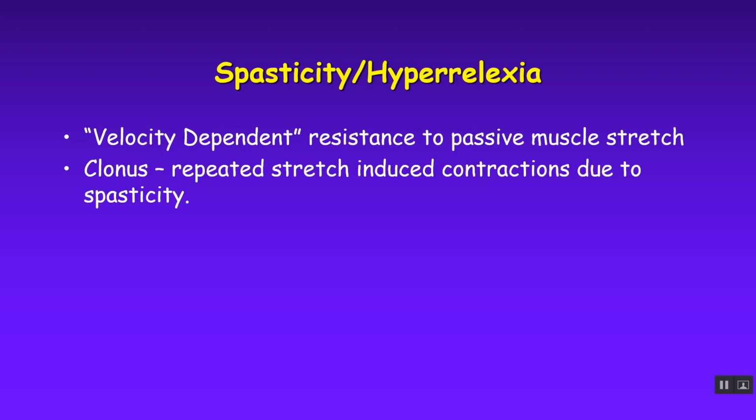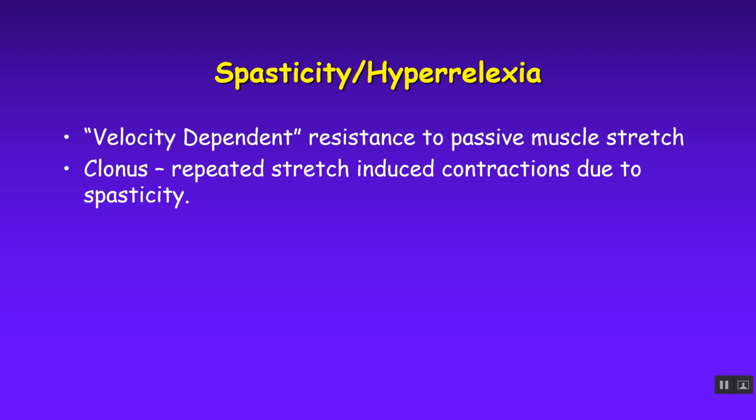Spasticity and hyperreflexia. These are all again terms that describe the muscle itself and what's going on at the muscle level. Spasticity is this velocity-dependent resistance to passive muscle stretch. Clonus is a term we use to describe repeated stretch-induced contractions due to spasticity. If you have clonus, you have spasticity. If you have spasticity, you're also likely to have clonus, but you may not. You may have an increase in resistance when you increase the speed, but you may not actually get clonus. But very, very often, somebody who has spasticity also has some clonus.